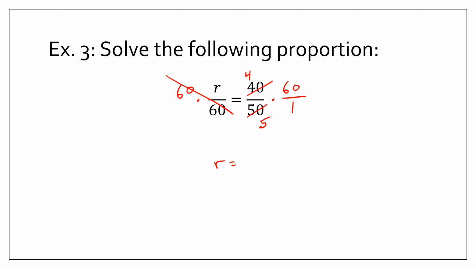And now let's look at some other pre-reducing. Oh, look, 60 and 5, that reduces to 12 and 1. I'm left with just 4 times 12. Both are in the numerator, and 4 times 12 is 48. And remember, that's like 48 over 1, but that reduces to 48. Awesome, so r equals 48. And I did it by solving it like an equation.